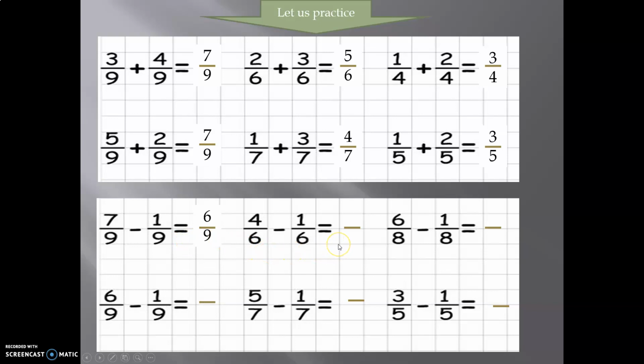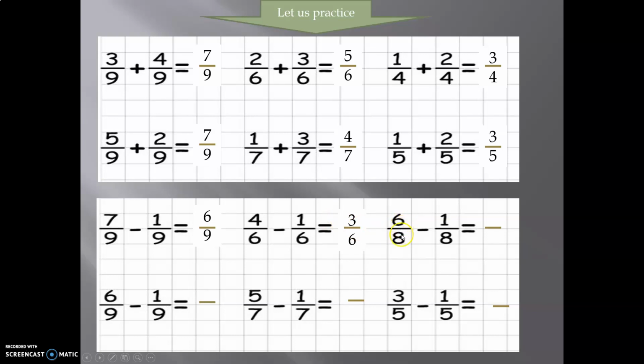Let's go to the next example. 4 out of 6 minus 1 over 6. Oh, 6 is my common denominator. I should have it in the answer. But 4 minus 1 is 3. Easy, Miss Sarah. So it is 3 over 6.